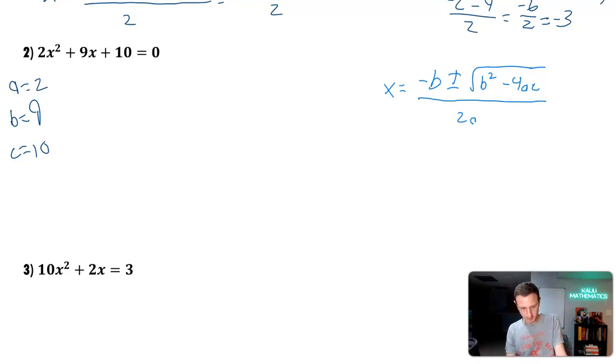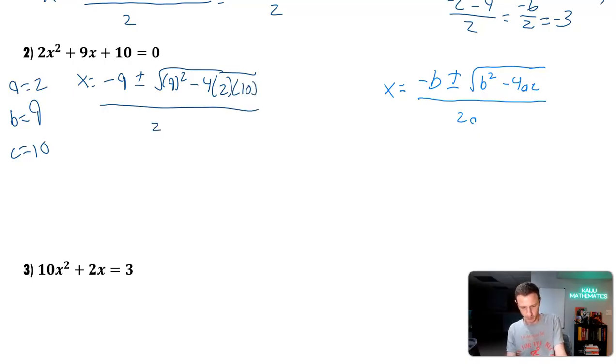So negative b is going to be negative 9 plus and minus the square root of b squared, so 9 squared, minus 4 times a, which is 2, times c, which is 10, all over 2 times a, which is 2.